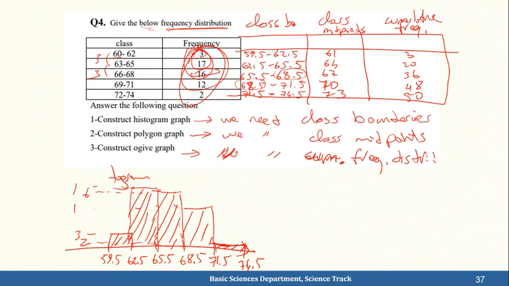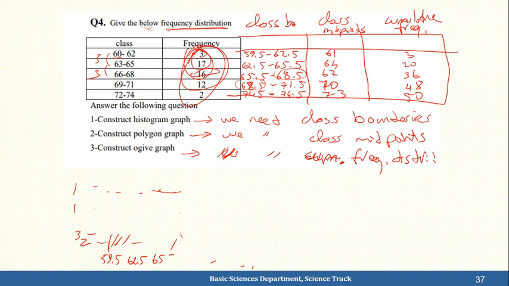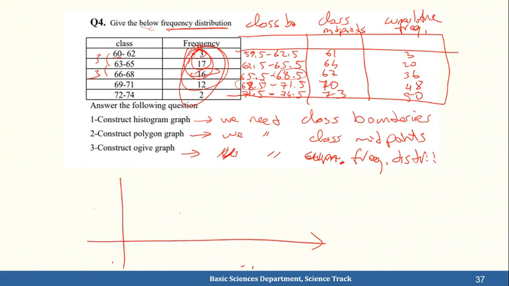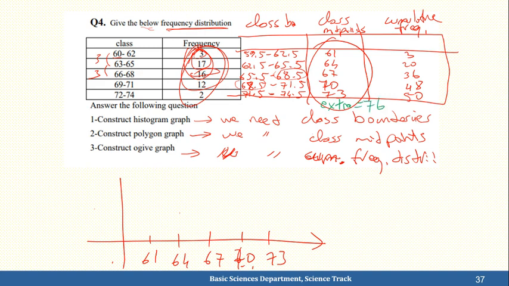Okay, we're done with the histogram, and let's do the frequency polygon. So we put the class midpoints 61, 64, 67, and then 70, and then 73. And we have the extras here. It's 76. You add 3 more because the class width is 3 here, and you subtract 3 less, 58.